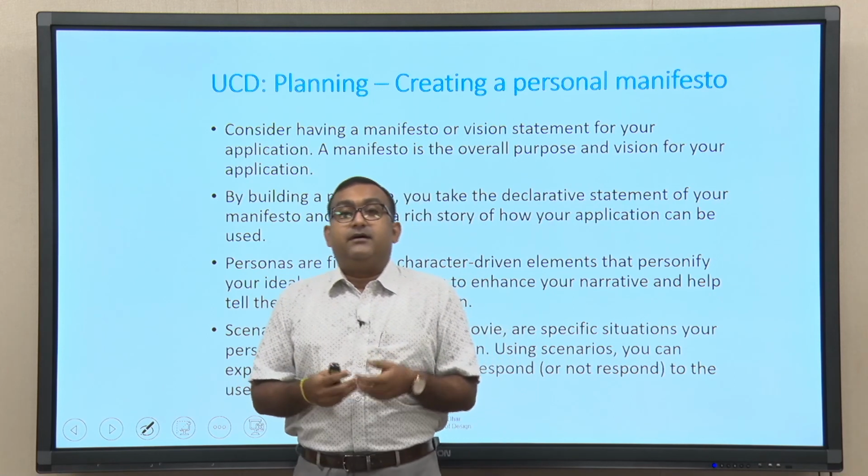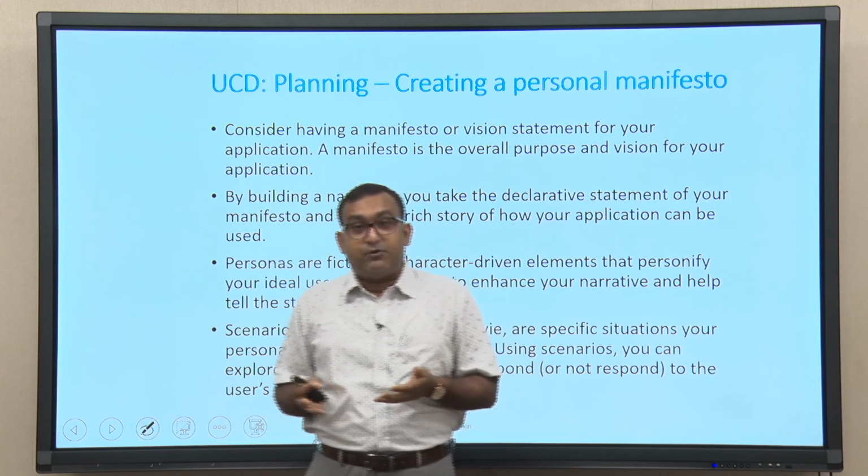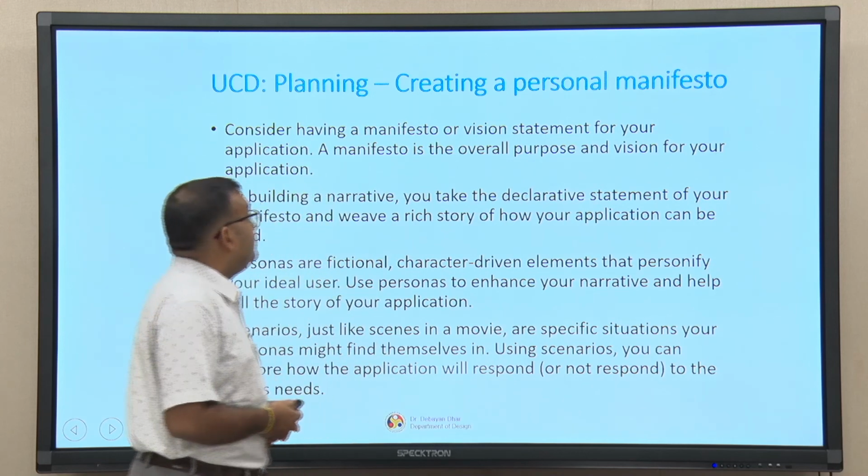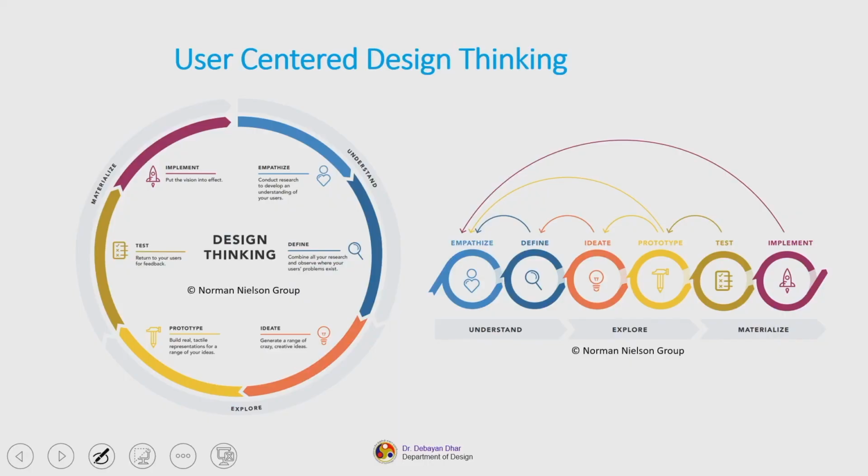We will now see the design thinking approach that we are going to embark on in the subsequent lectures. We are going to refer to the design thinking approach by the Norman Nielsen group. What you see here in this slide are two very beautifully explained design thinking processes. To the left of the screen, you have the circular design thinking approach, which has three important phases: the understand phase, the explore phase, and the materialize phase.